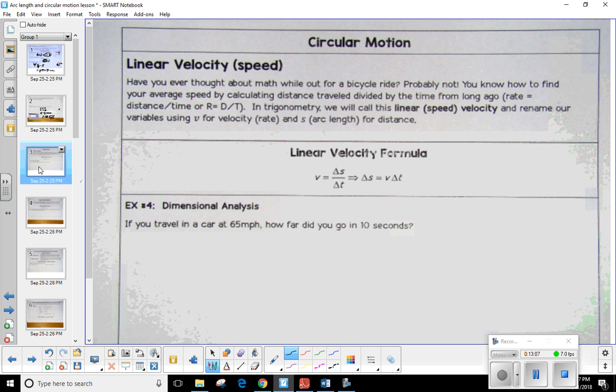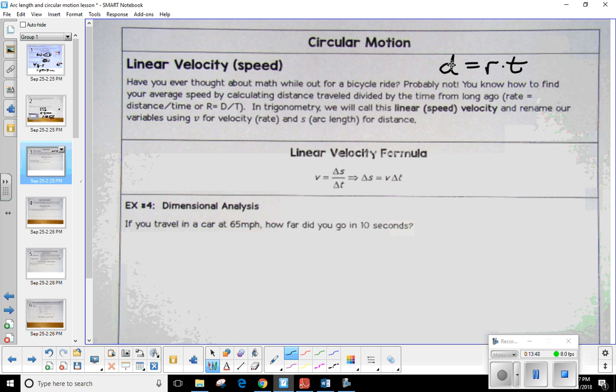Let's start talking about the main topic for today, linear and angular velocity. Have you ever thought about math while out for a bicycle ride? Sure, we all have. You know how to find your average speed by calculating distance traveled divided by the time from long ago. So do you guys remember this formula? Distance is equal to your rate times time. In fact, I go back far enough that my teacher, when I was first introduced to this, referred to it as the dirt formula. Did any of your teachers ever call it that? No? Okay. What did you say, Brent? Okay. So distance equals rate times time.